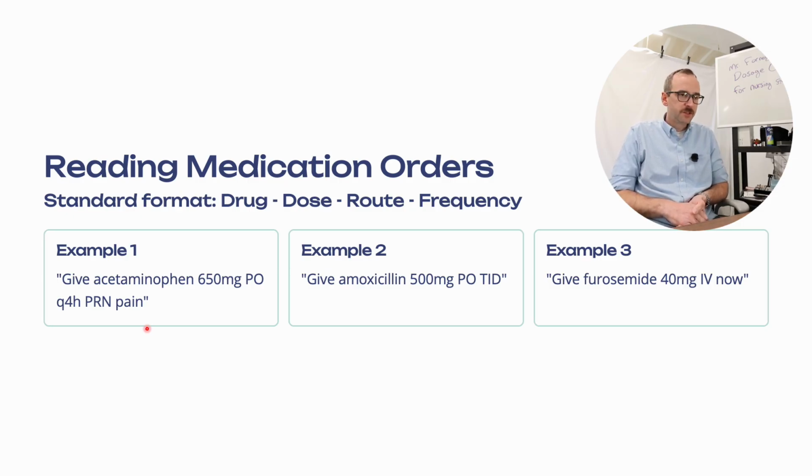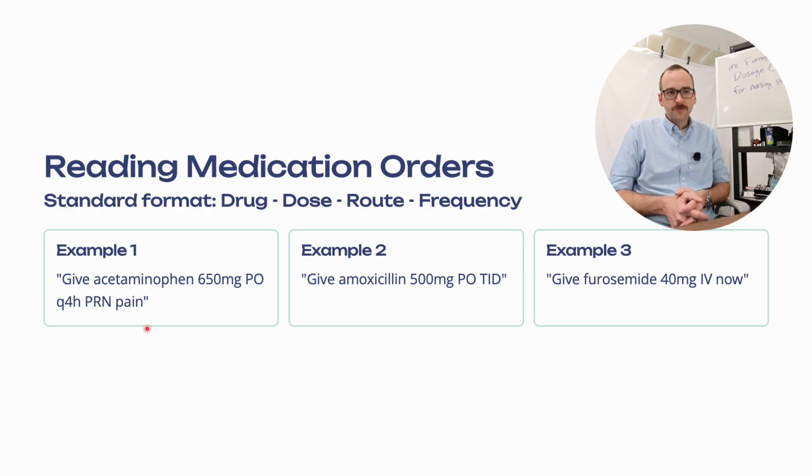Y'all will do med templates on that here pretty soon. That's a diuretic, makes you pee, pulls fluid off. 40 milligrams, that is my dose. That's the only part that really matters to me for this dosage calculation out of this order, 40 milligrams. IV, that's the route. That means it's going to go in through a vein. Now means I do it right now. I don't put it off to do later.